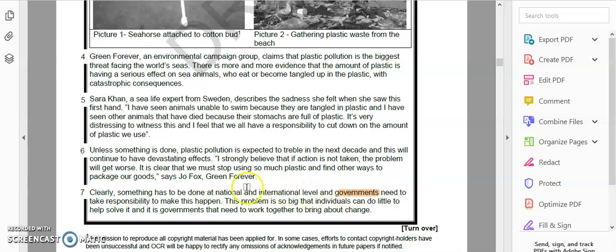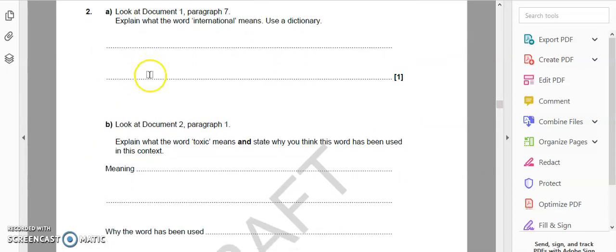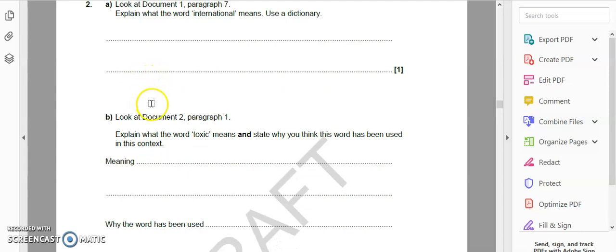So that gives us a bit of a clue as well. So in this context, it's probably talking about involving more than one country. Now, back to question 2b. Look at document 2, paragraph 1, and explain what the word toxic means.